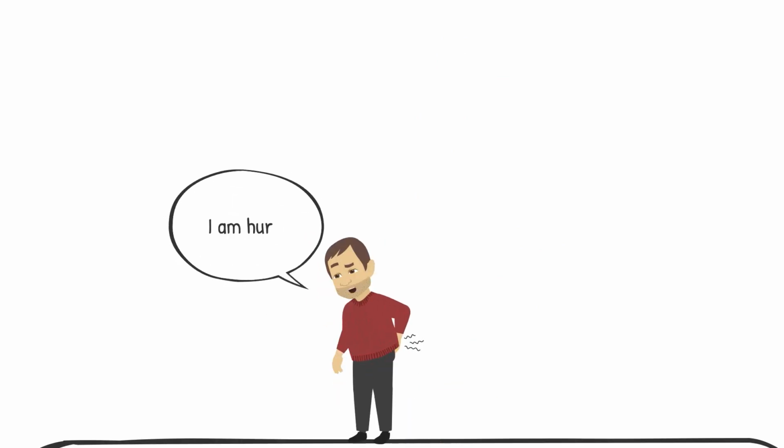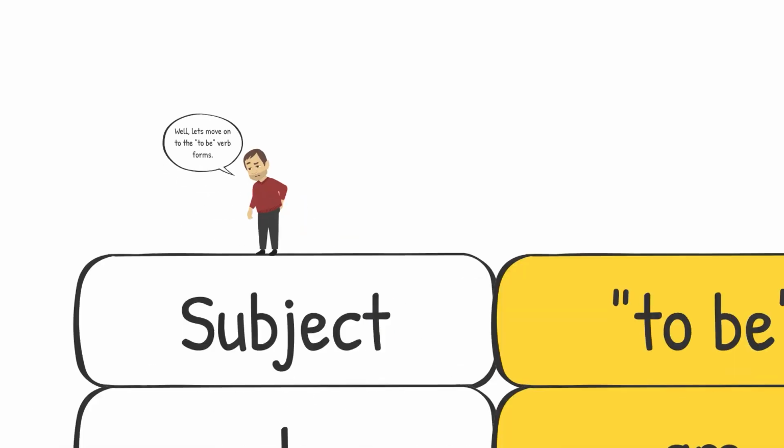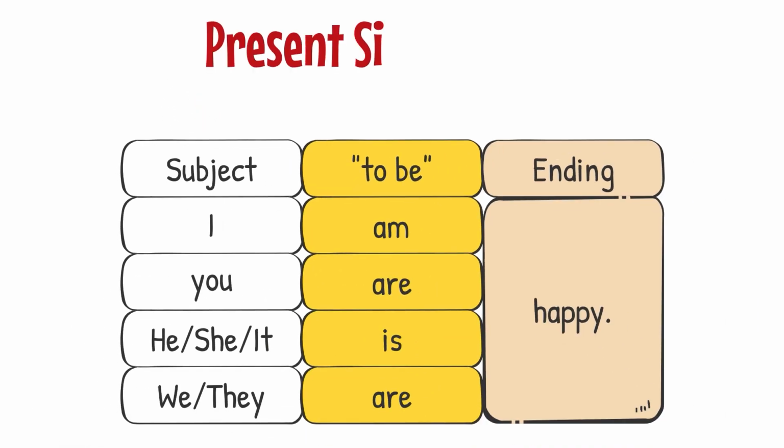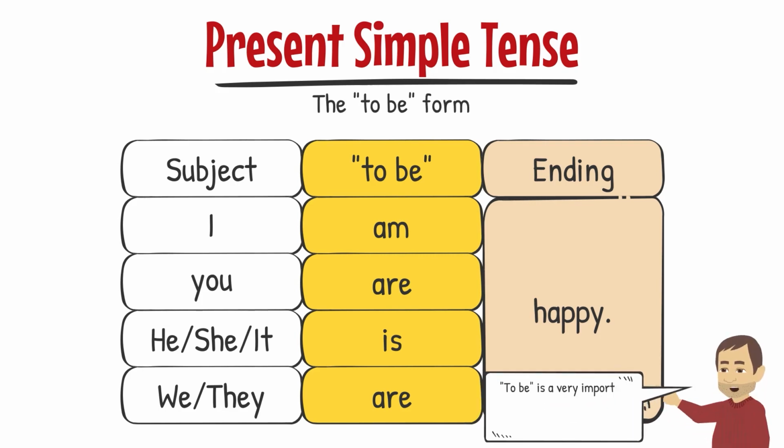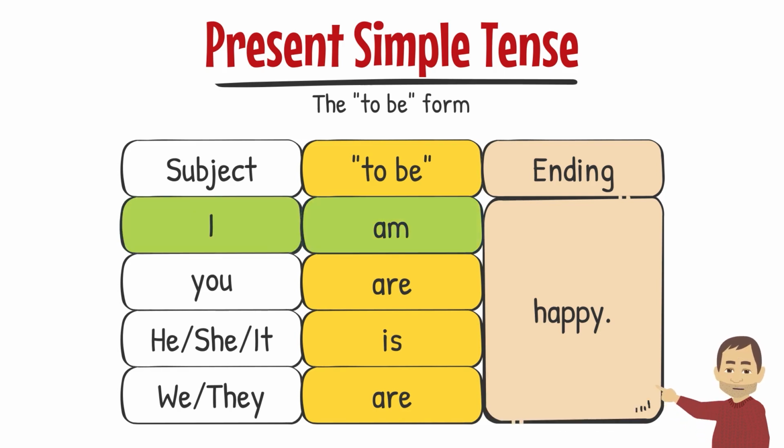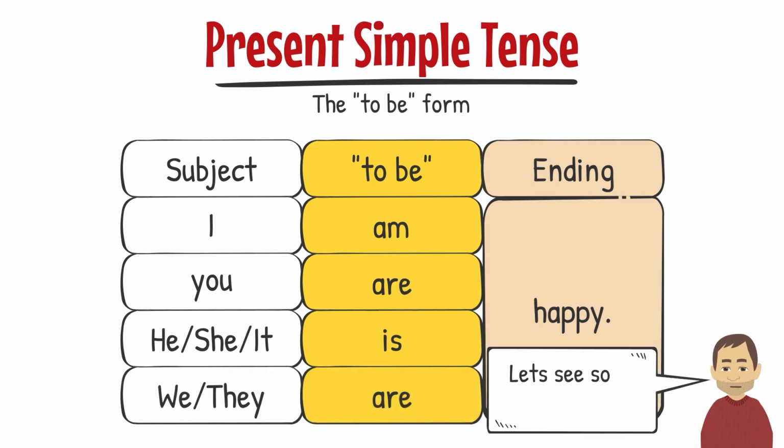Well, let's move on to the to-be verb forms. To be is a very important verb with an irregular present simple form. When the subject changes, the to be verb form sometimes changes too. I am, you are, he is, she is, it is, we are, they are. Let's see some examples.